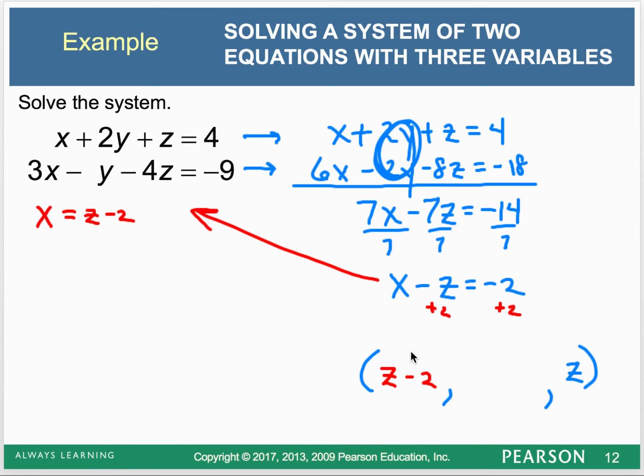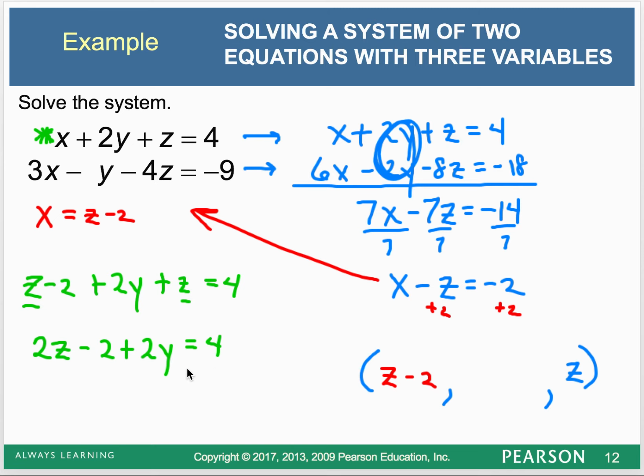And now that I know x and z both in terms of z, I can plug into one of those other equations. Let's take this one where everything's smaller and I don't have a bunch of negatives. And instead of x, I'm going to put z minus 2. And then y is what I'm still solving for, right? Using this equation right here. And then plus z, which is just z, equals 4. And solve it for y in terms of z. So if I combine these terms, I'll have 2z minus 2 plus 2y equals 4.